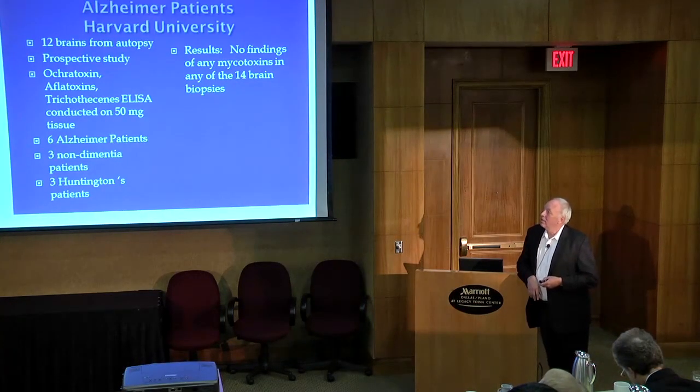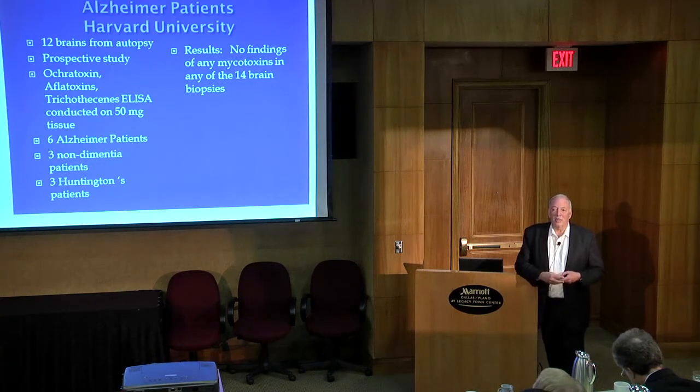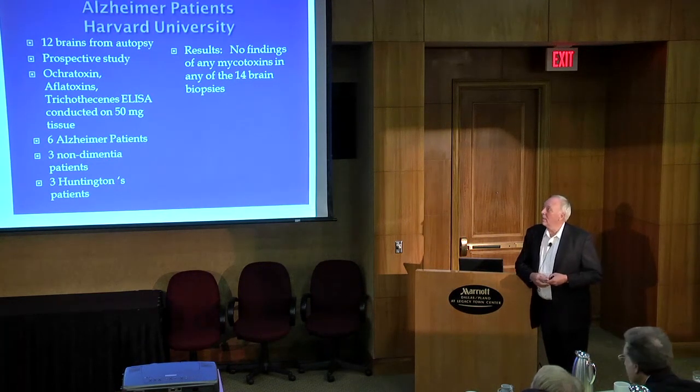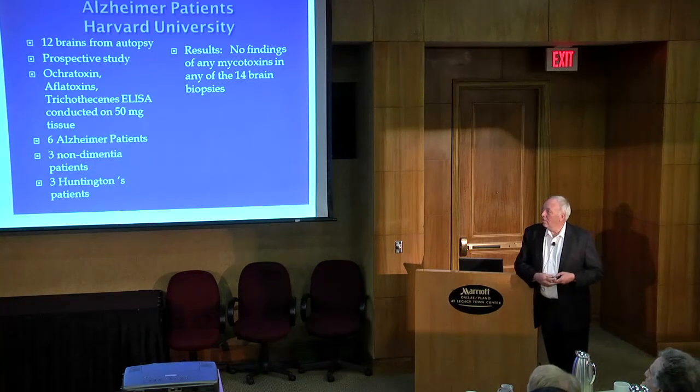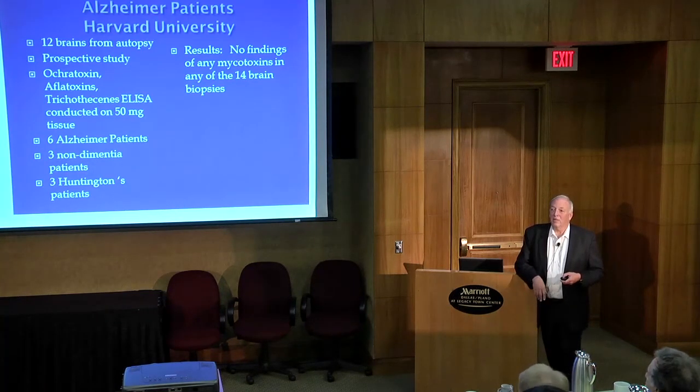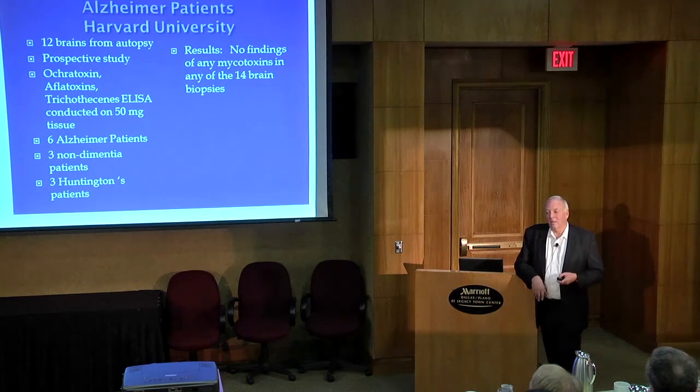We have looked at an Alzheimer's study with Harvard, who sent us some brains from autopsies, and it was a prospective study. They asked us to look at ochratoxin, AFLAs, and trichothecenes by the ELISA, and we conducted this on 50 milligrams of brain tissue. 6 of these were Alzheimer patients, 3 were non-dementias, and 3 were Huntington's patients. And we couldn't find any correlation with any of these 3 diseases. But that's a small number, but it does help in looking at some of the dementia patients, we believe.